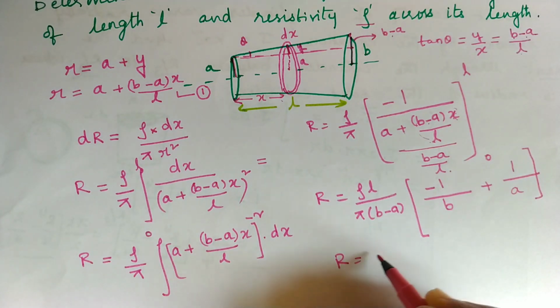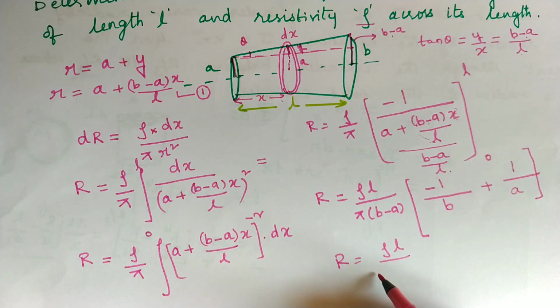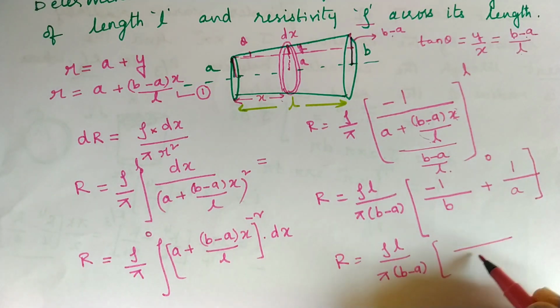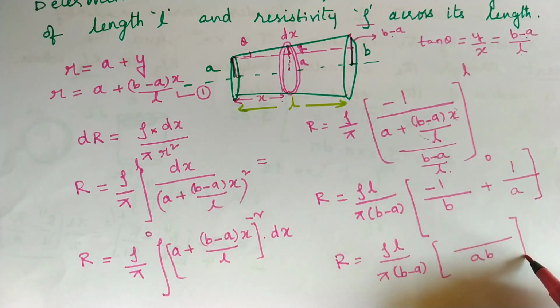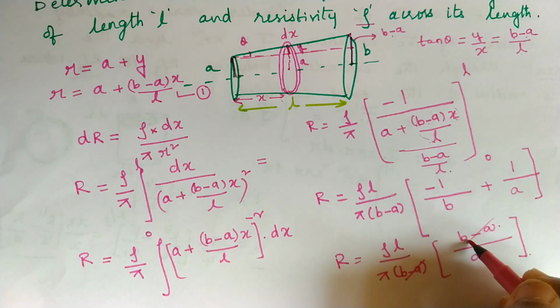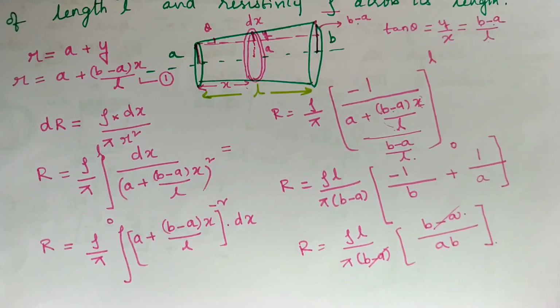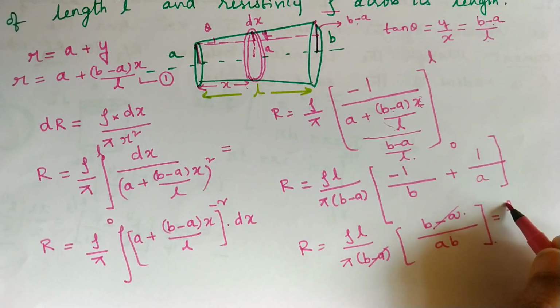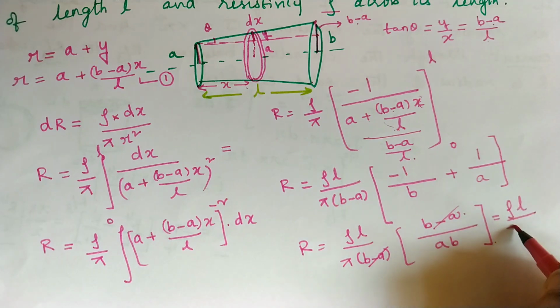Simplify it. Rho L by pi into (b minus a). Take LCM: ab, b minus a. b minus a and b minus a get cancelled. What is the resistance of this truncated cylinder? Rho into L by pi into ab.